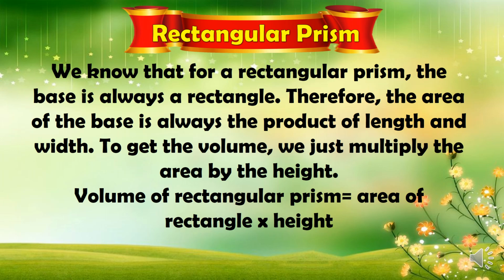Next, we have the rectangular prism. So we know that for a rectangular prism, the base is always a rectangle. Therefore, the area of the base is always the product of length and width. To get the volume, we just multiply the area by the height. So the volume of a rectangular prism is equal to the area of a rectangle times height.